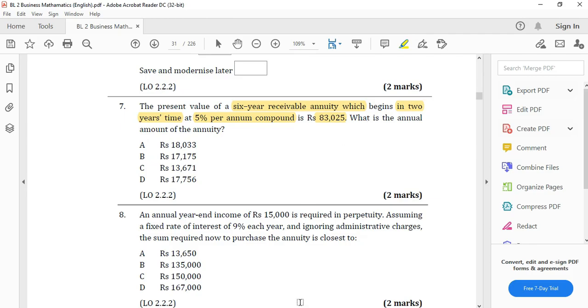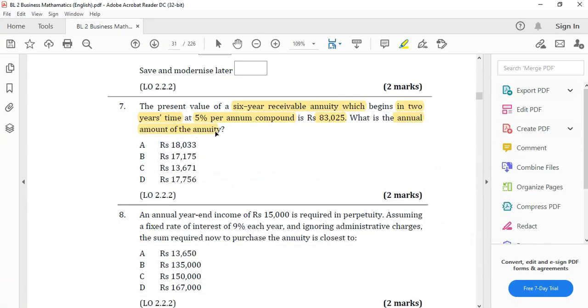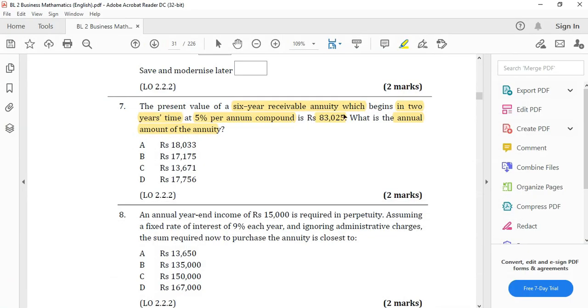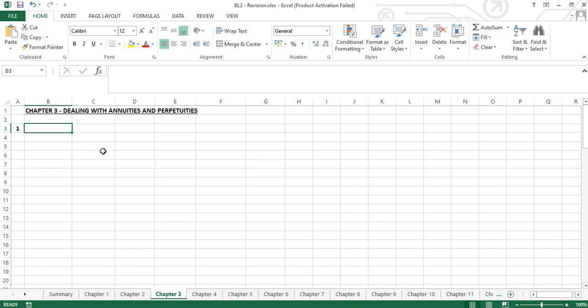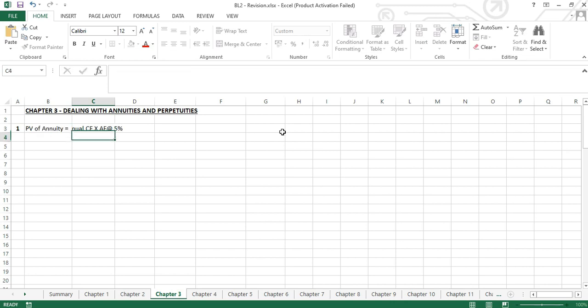Now, we know, first of all, they are asking for the annuity amount. To find the annuity amount, they have actually given the present value. So, this indicates that we should use the present value of annuity formula, which is annual cash flow multiplied by the annuity factor at the particular interest rate given, which is 5% per year.